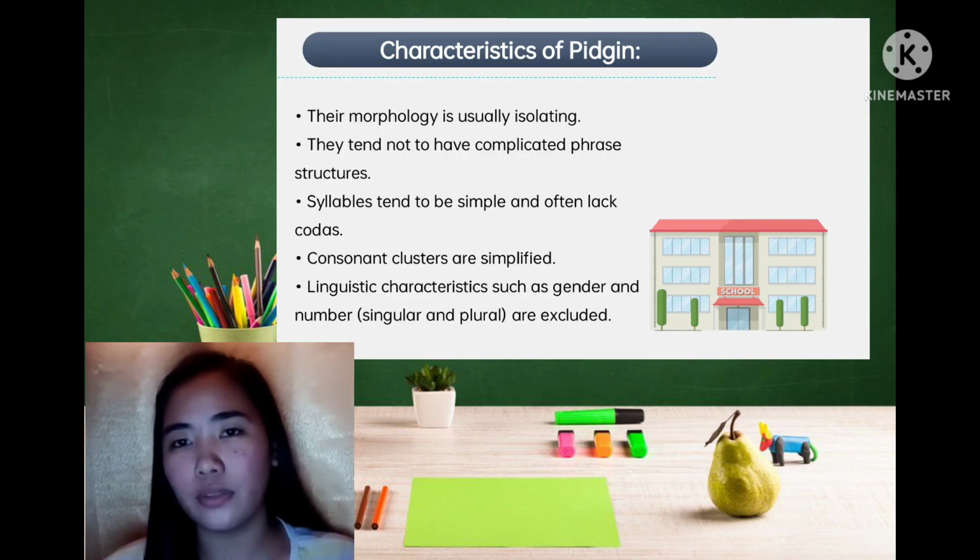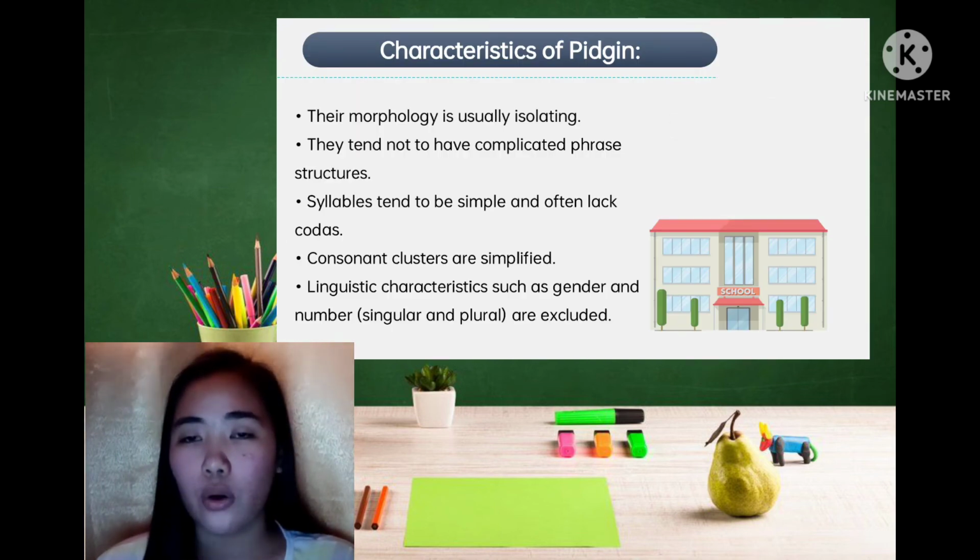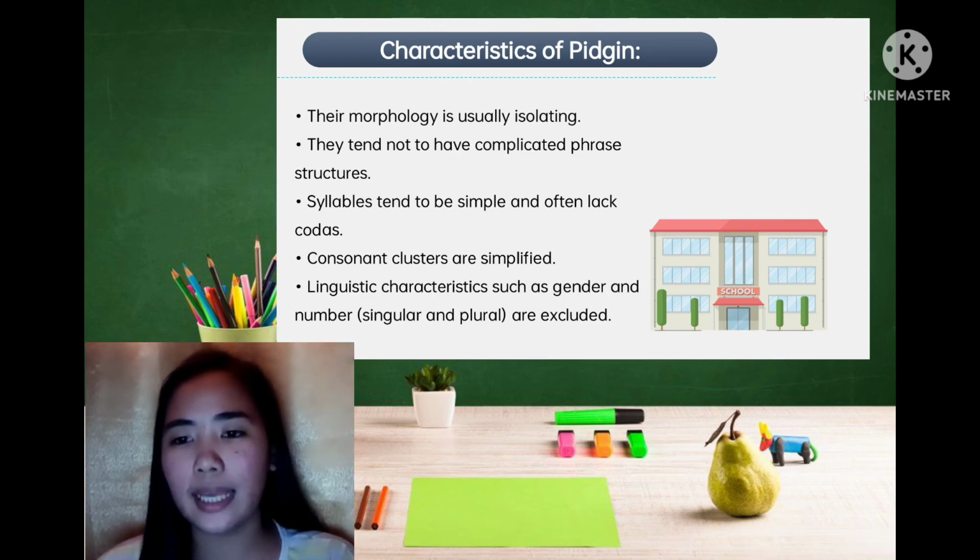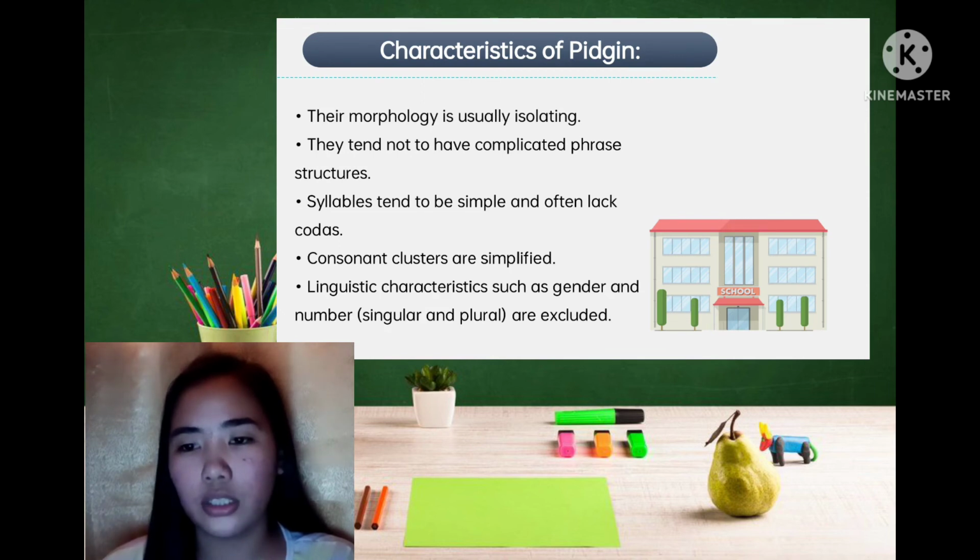Pidgins usually have the following characteristics. First is their morphology, which is usually isolating. They tend not to have complicated phrase structures. Syllables tend to be simple and often lack codas. Consonant clusters are simplified.